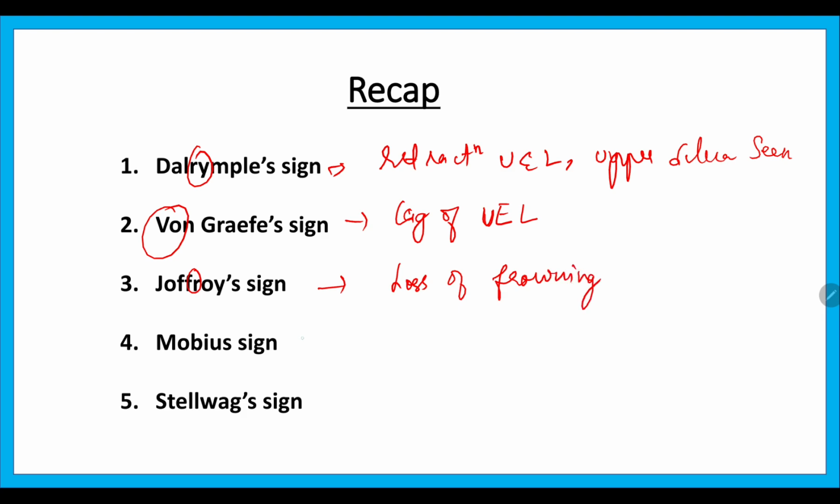Next is Mobius sign, mobility as in towards, that is poor convergence. Next is Stellwag sign, someone is stealing and going like that, as I said, so it is infrequent blinking.